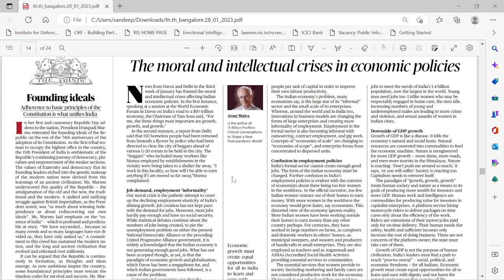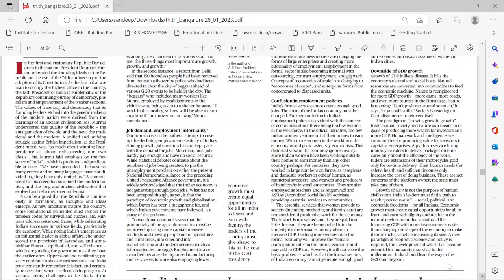India plans to reach $10 trillion economy, but it is unable to provide enough jobs.